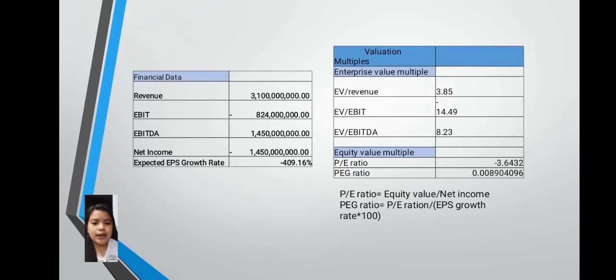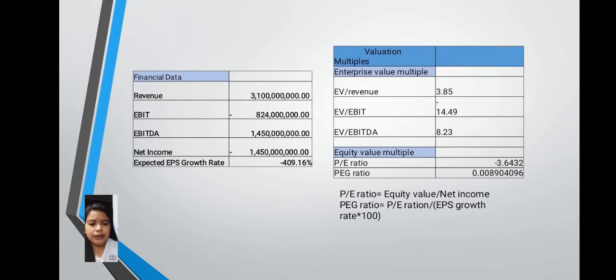Also, it is one of the signs for investors to invest, because they believe that the future sales of the company will increase. So next is the EV over EBIT.